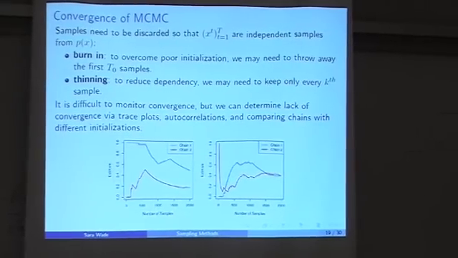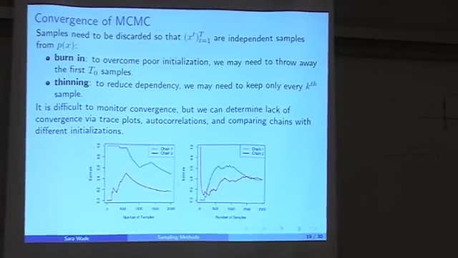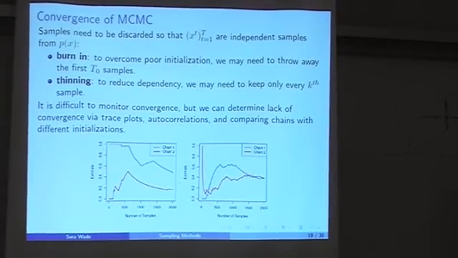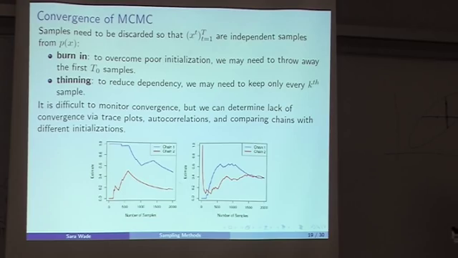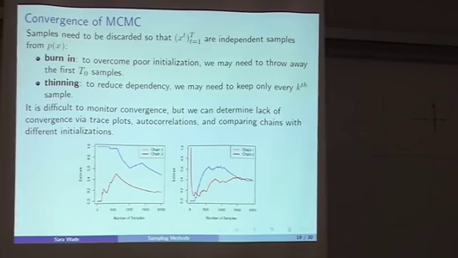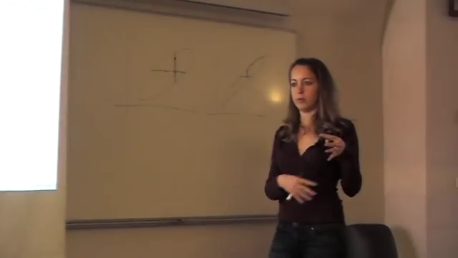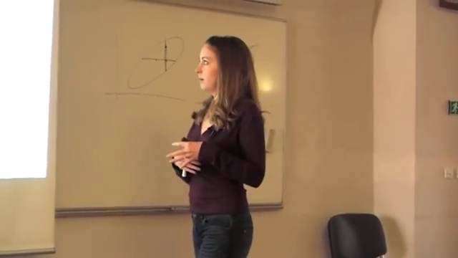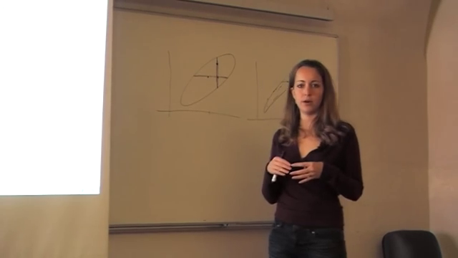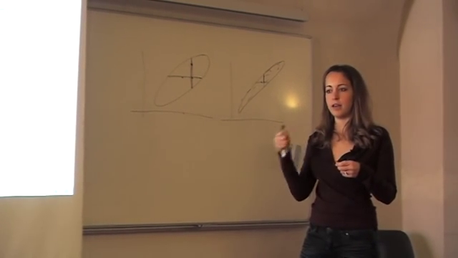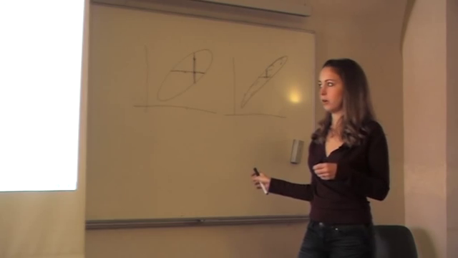Okay, convergence of the MCMC. Samples of our chain need to be discarded so that we have approximately independent samples from our target density p(x). This is done in two ways. The first is called burn-in. To overcome poor initialization, we often throw away the first, say, T0 samples from our Markov chain. And the second is thinning. We may often only keep every kth sample to reduce the dependency in the Markov chain.